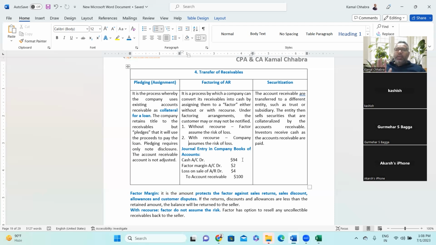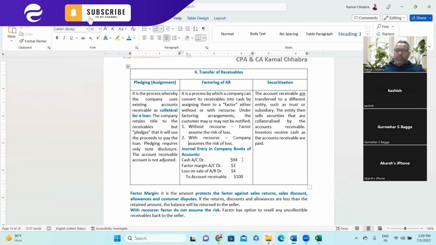Agree? And let's say 1 month interest cost is $10,000. So your factor margin would be $10,000, and the loss on account of sale of account receivable is $40,000. Yes? Yes, sir. And credit to account receivable, which you are foregoing, $1 million. Make sense? Sir, but what if later we are not able to recover, in that case?